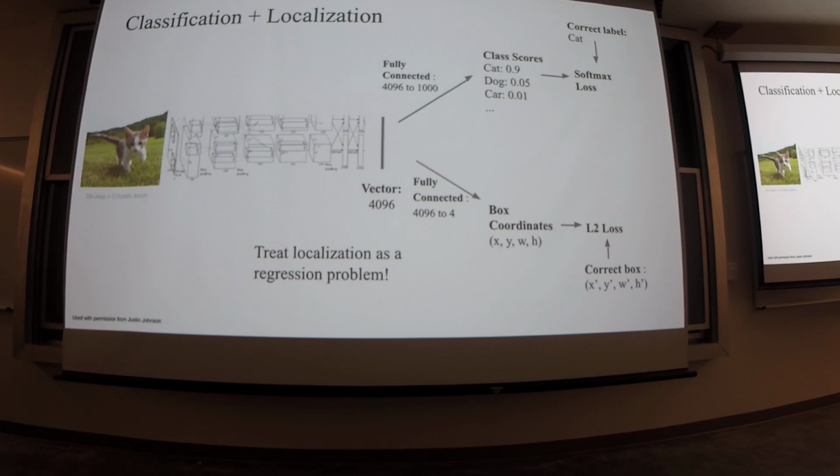So we know softmax and cross entropy for the classification problem, and for the box we'd use something like an L2 loss, or it could be an L1 loss, something that allows you to compare coordinates to each other and compute the difference between them. So some sort of vector distance for the loss.